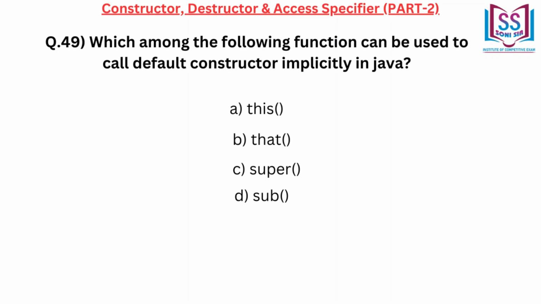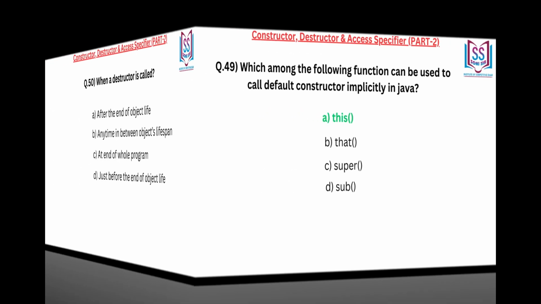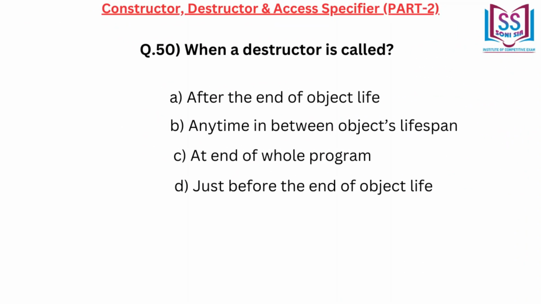Which among the following function can be used to call default constructor implicitly in Java? A. This. B. That. C. Super. D. Sub. Correct answer A. This.